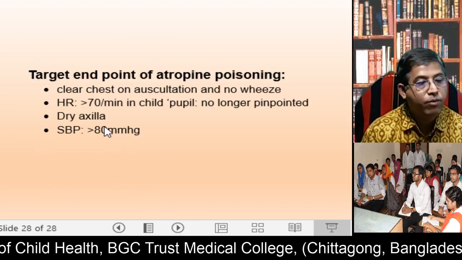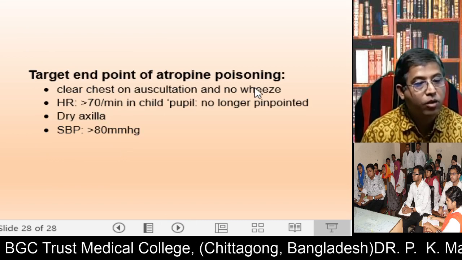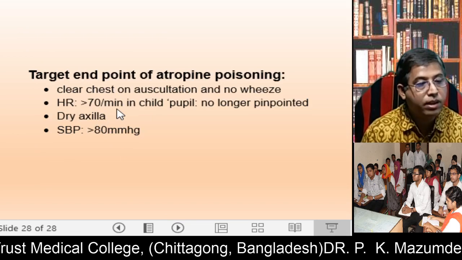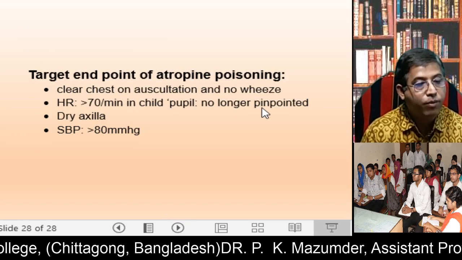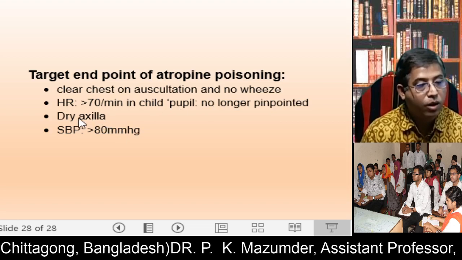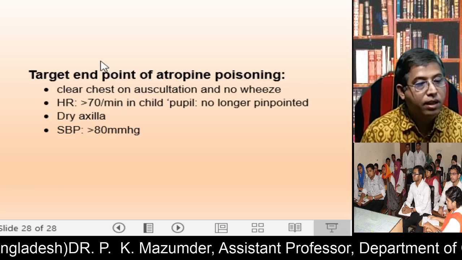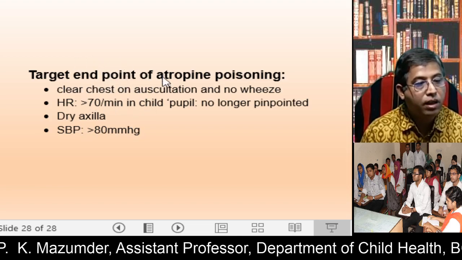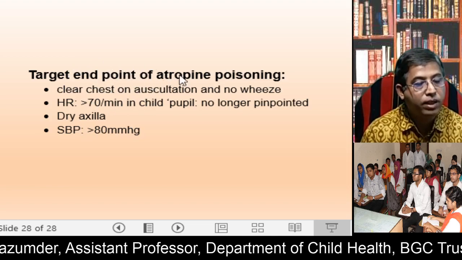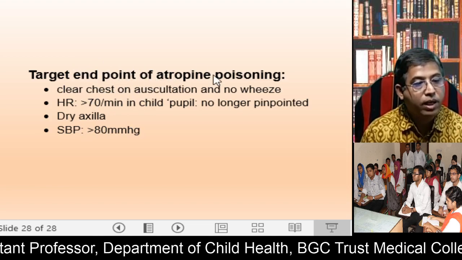Now the target endpoint of atropinization: clear chest on auscultation and no wheeze, heart rate more than 70 per minute in child, pupil no longer pinpoint, dry axilla, that is hot skin, systemic blood pressure more than 80. And if this is present, you should terminate the atropinization, and these are the endpoints of atropine therapy.